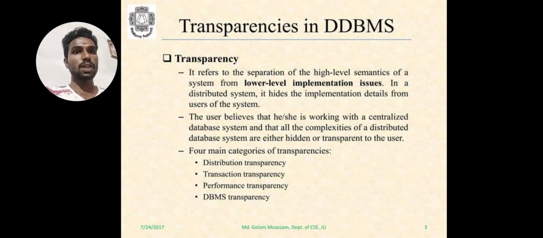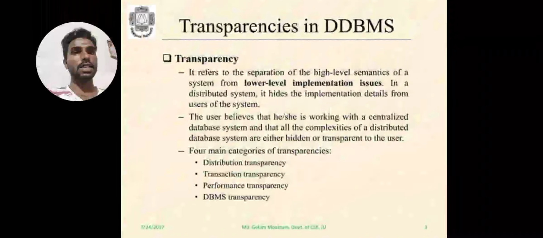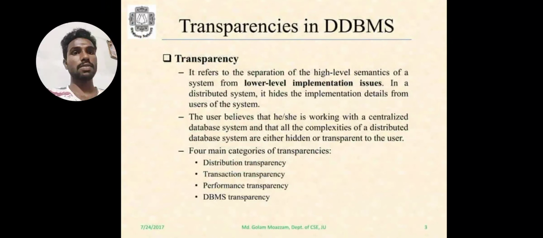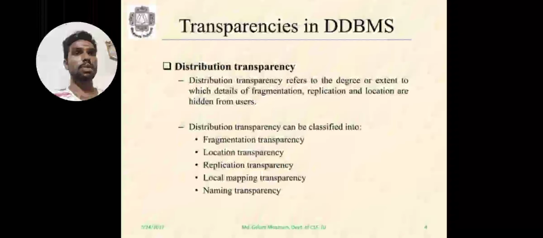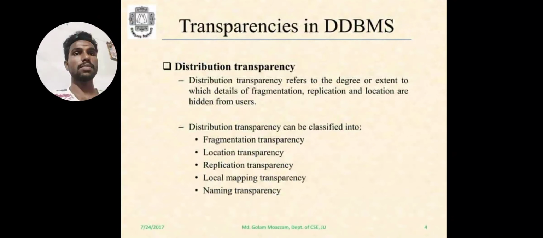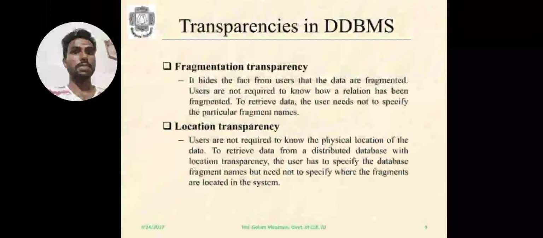Four main categories of transparencies: distributed transparency, transaction transparency, performance transparency, and DBMS transparency. Transparencies in DBMS, distributed transparency. Distributed transparency refers to the degree or extent to which details of fragmentation, replication, and location are hidden from the user. Distribution transparency can be classified into fragmentation transparency, location transparency, replication transparency, local mapping transparency, and naming transparency.